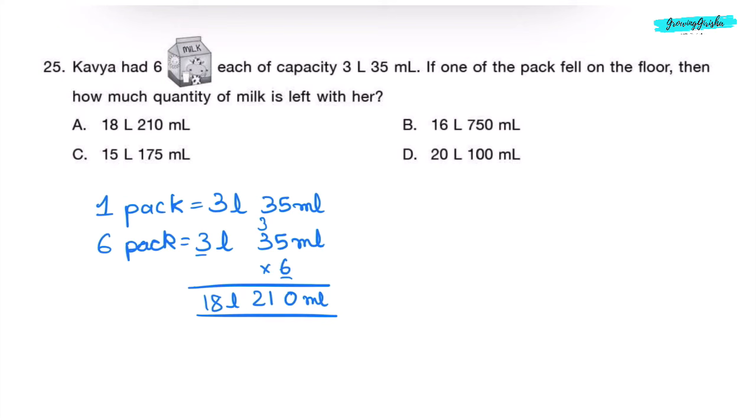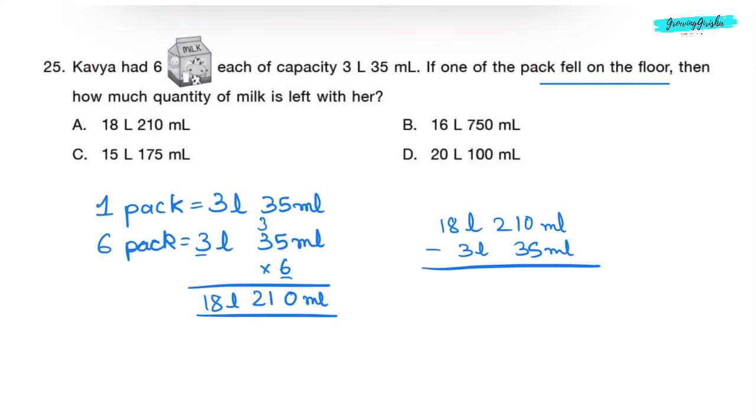Now out of the 6 packs, one of the packs fell on the floor. So how much milk is left with her? We will subtract the quantity of one pack from the 6 packs. So 18 liter 210 milliliter minus 3 liter 35 milliliter. So when we subtract it, we get 15 liters 175 milliliters. So correct, we have this in option C. So option C is the correct answer.